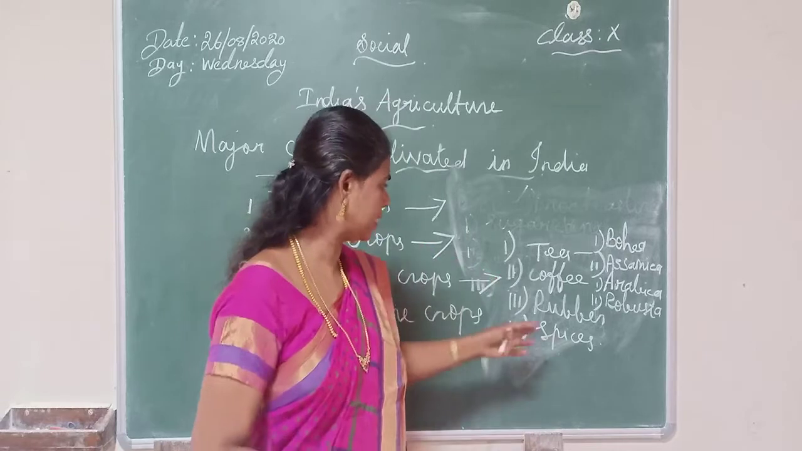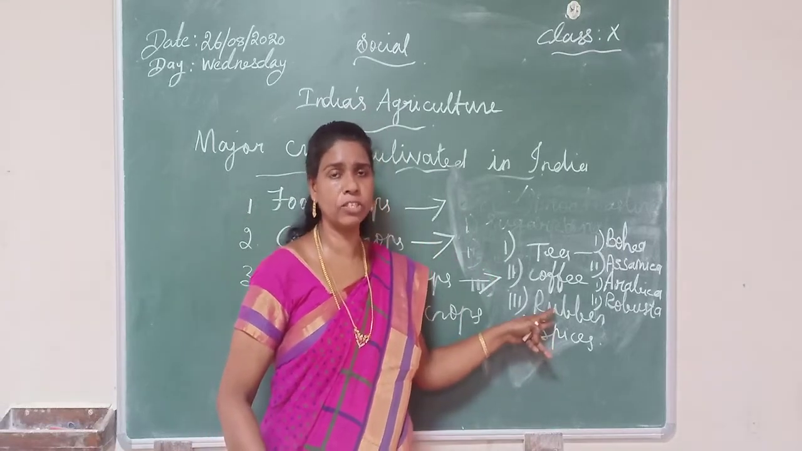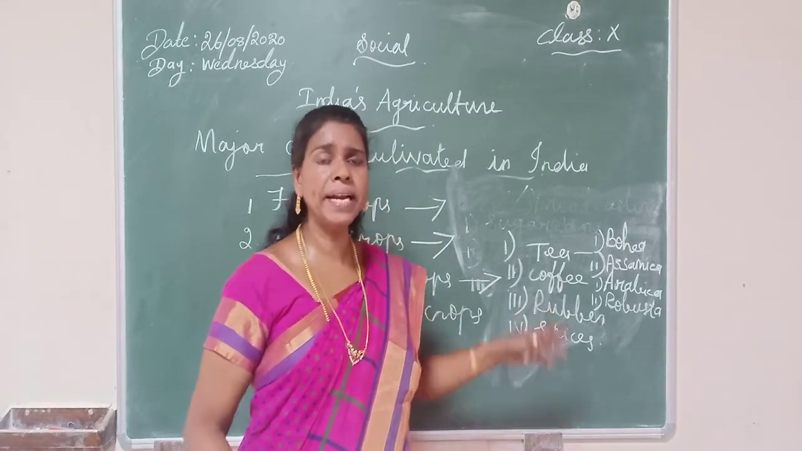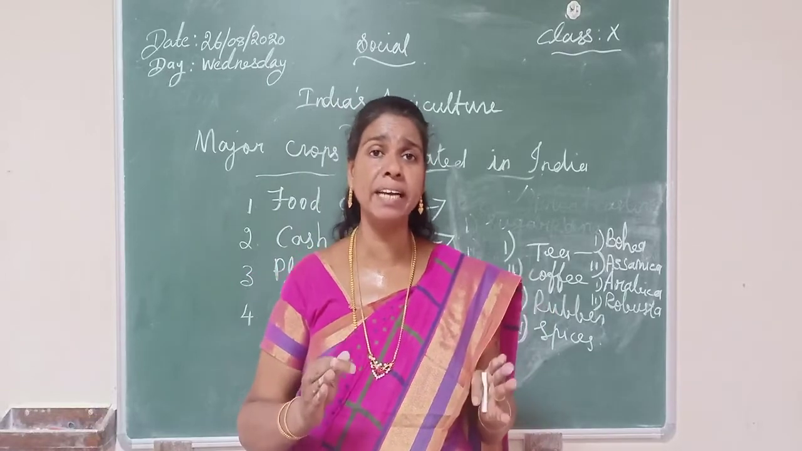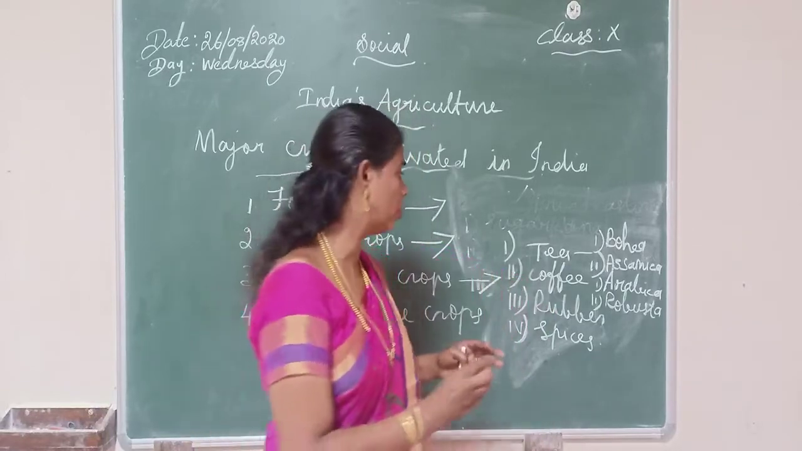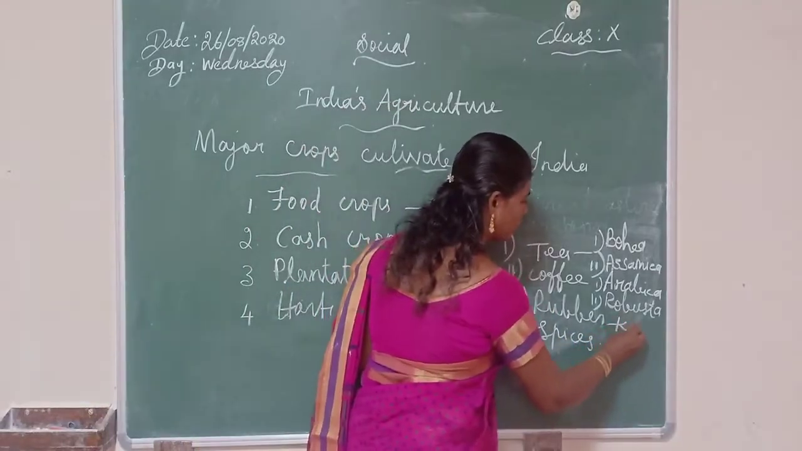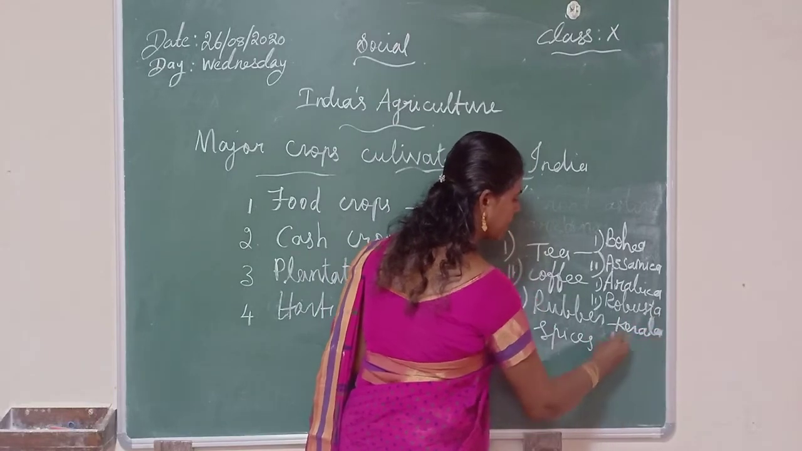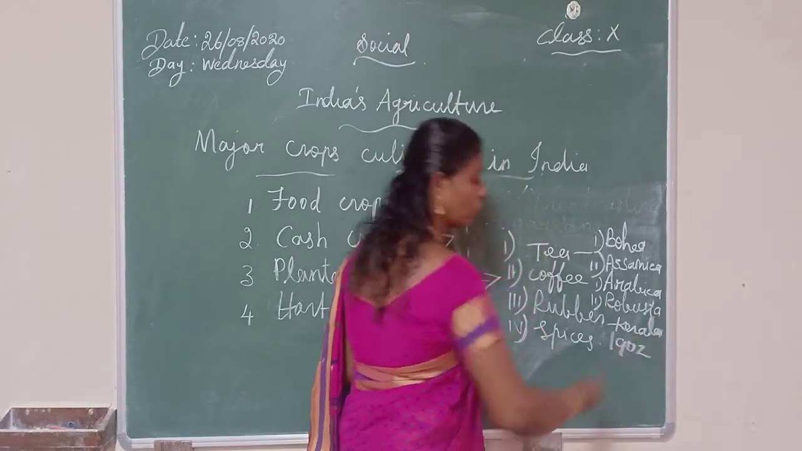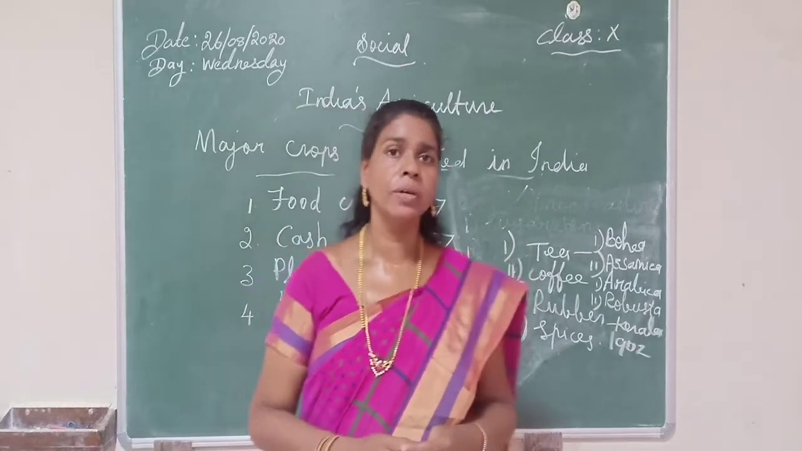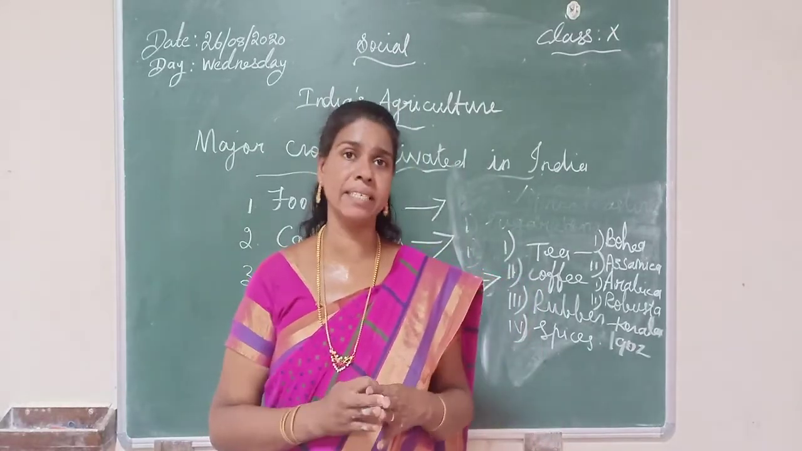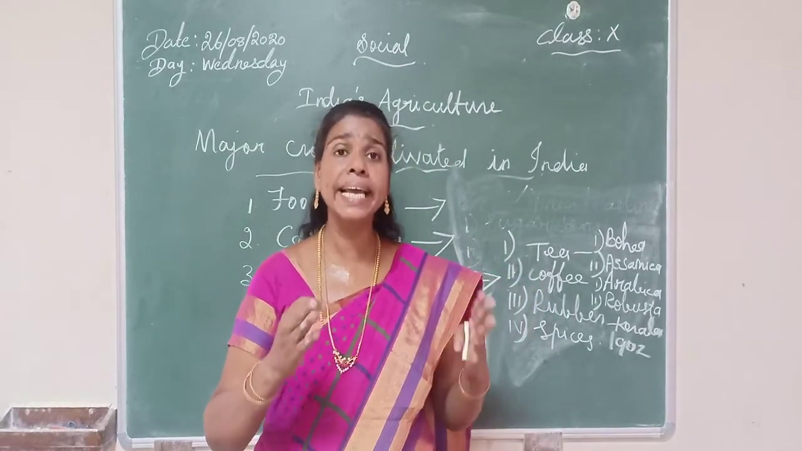Okay. Then the next one is rubber. Rubber first originated in Kerala in the year 1902. Kerala is the leading state.